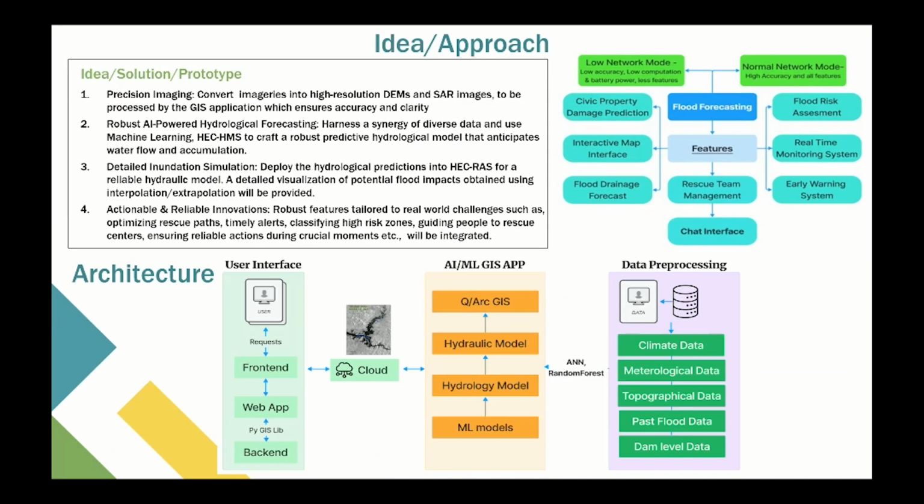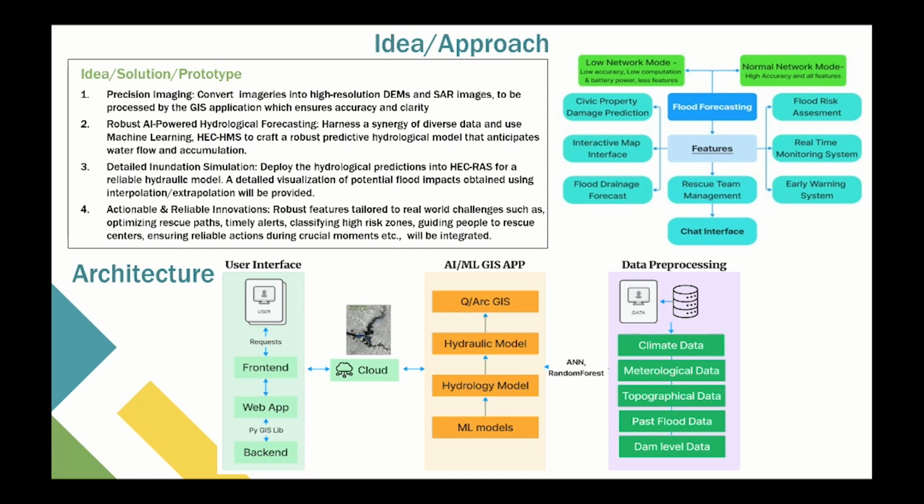What are the features that we are aiming to achieve? We will be taking care of pre-disaster, during the disaster, and post-disaster. So we'll have an early warning system that can tell you that a flood is going to come, what kind of damage the flood can cause, and what kind of water flow the flood will have. We'll also have a real-time monitoring system that can tell you which are the areas that are affected the most, which are the red zones, which are the blue zones.